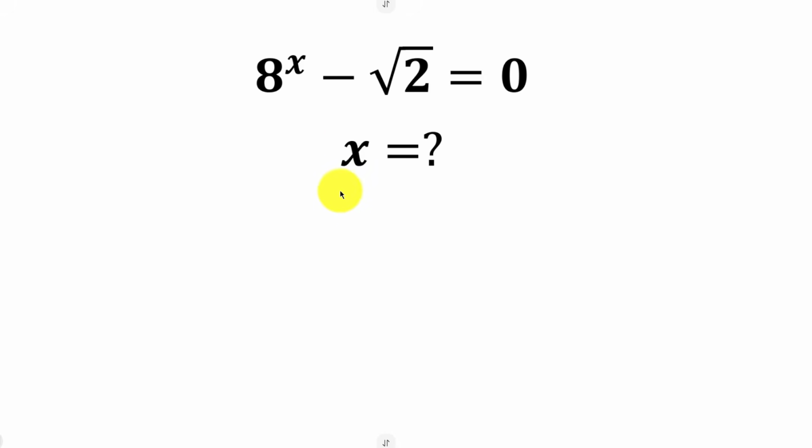We have this interesting question that says find the value of x given that 8 to the power of x minus the square root of 2 is equal to 0. Well, our first step will be for us to move negative square root of 2 to the right hand side. And when we do that, we have 8 to the power of x to be equal to, as negative square root of 2 crosses to the right, it becomes positive square root of 2.